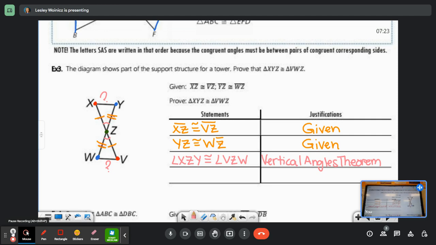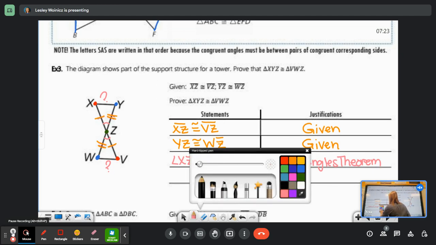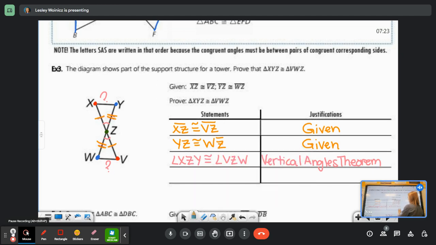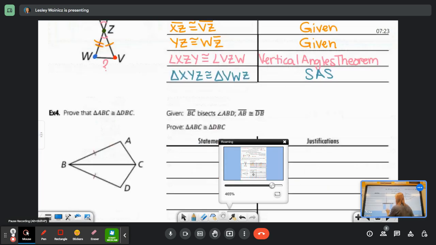Now I've got my two sides congruent, my included angle congruent. I'm ready to say that these triangles are congruent by side angle side. So triangle XYZ is congruent to triangle VWZ by the side angle side congruence postulate. You can just write SAS. Cool. All right, next.